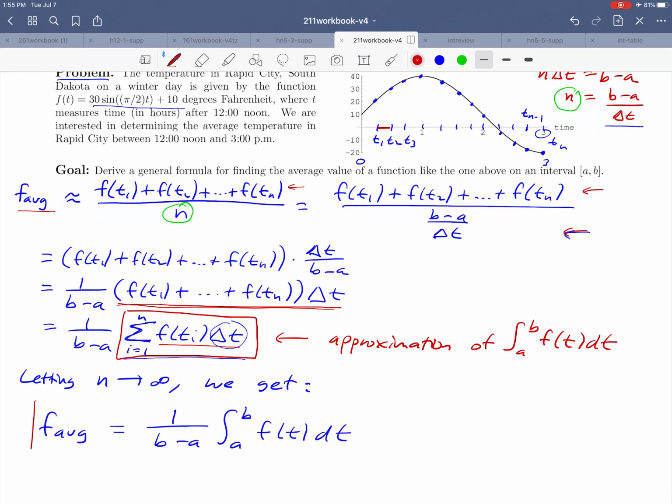Okay, so what we have just derived is a formula for determining exactly the average temperature, and it involves just taking the integral of our function and multiplying it by the fraction 1 over (b minus a). In the next video, we will do an example. We'll actually redo this example and find the average temperature for this problem.